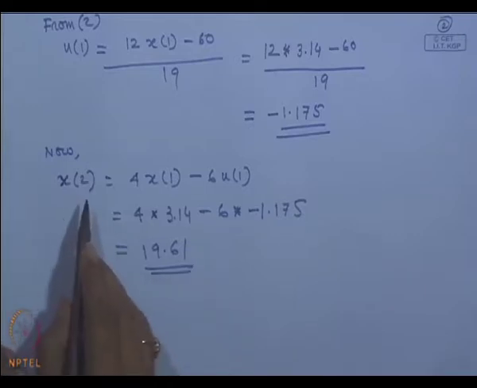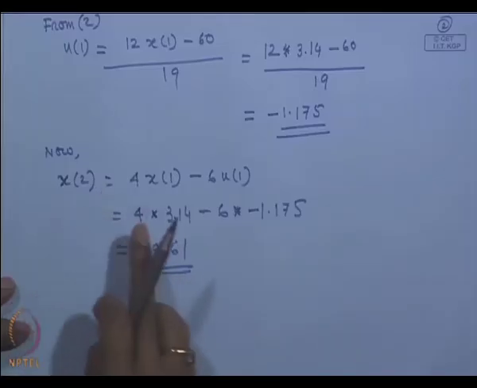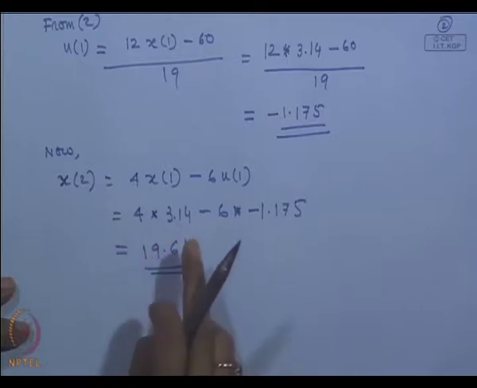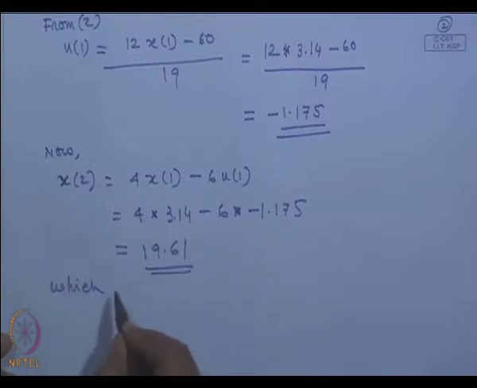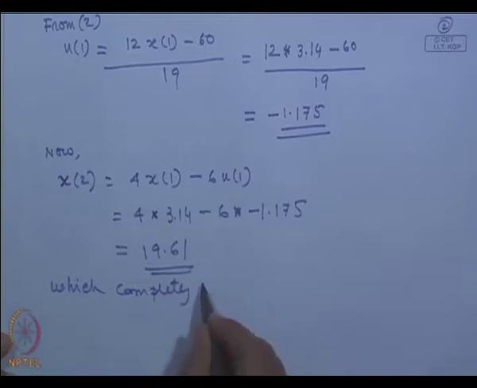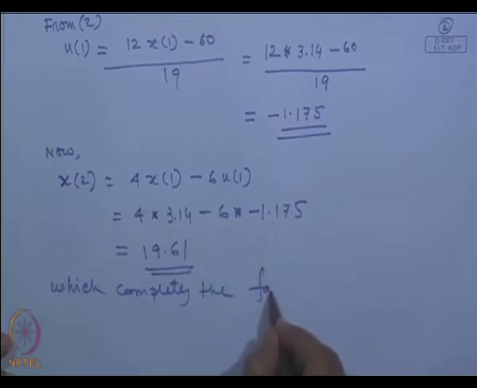So, starting with the backward pass, we have found out the trajectory of x 0, x 1, x 2, and simultaneously we are getting the optimal control sequence of u 0, u 1. Okay. So, which completes the forward pass.